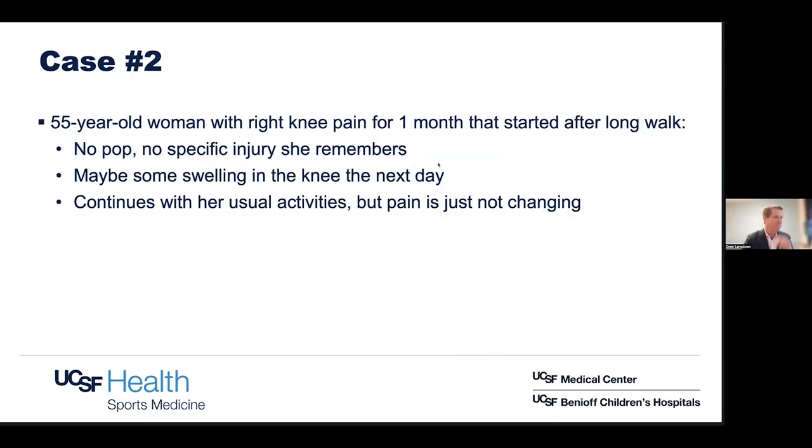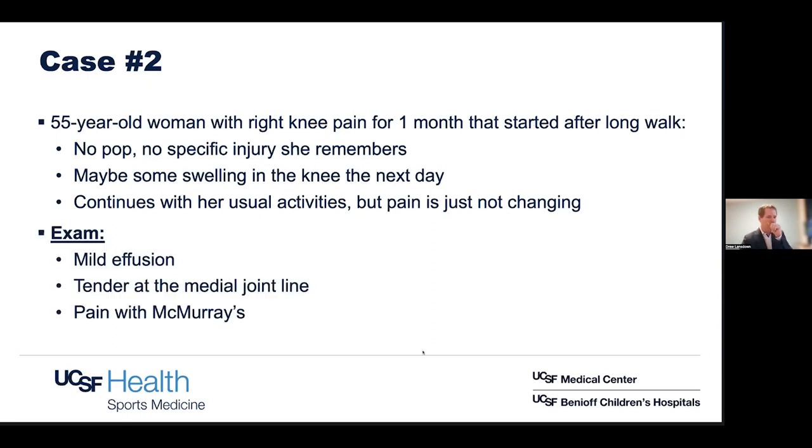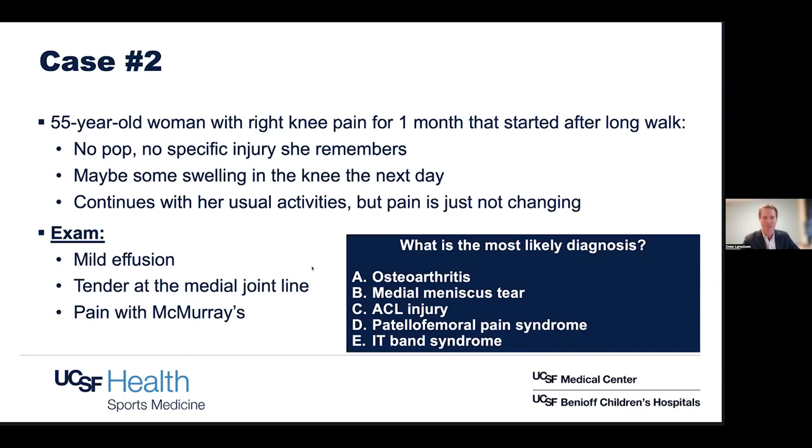So next case, hopefully this will go away. 55-year-old woman, right knee pain for a month that started after a long walk. No pop, no injury that she remembers. Maybe had some swelling the next day. She's continued with her activities, but that pain is just not changing. On exam, mild effusion, tender at the medial joint line, pain with McMurray's. All right, I'll pause for a second as we take our poll.